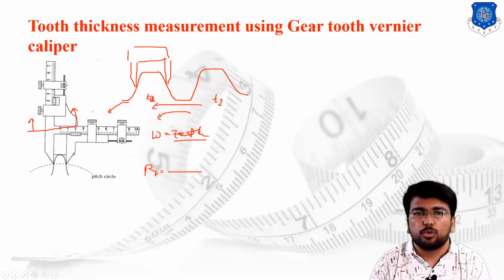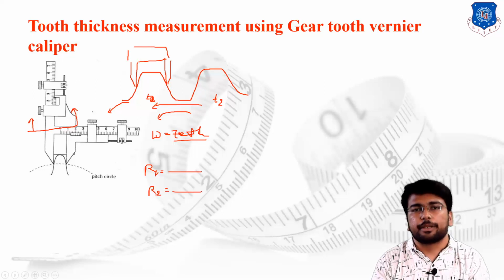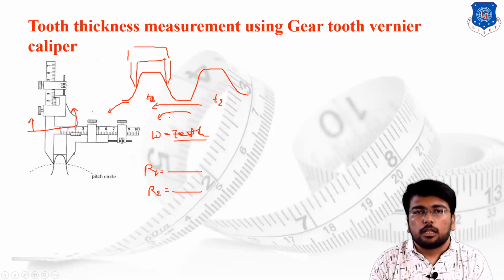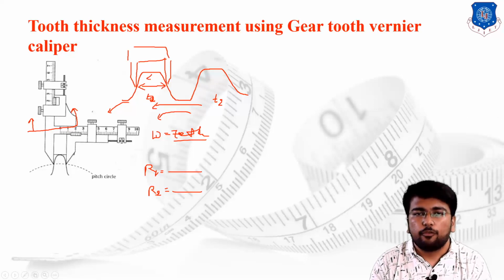Again, what I'm supposed to do, I will perform the same reading. I'll get the reading of, let's say, R2. But there is one drawback. Suppose the thickness of tooth number 1 is, let's say, 4 mm, and due to some error the thickness of tooth number 2 is, let's say, 6 mm.